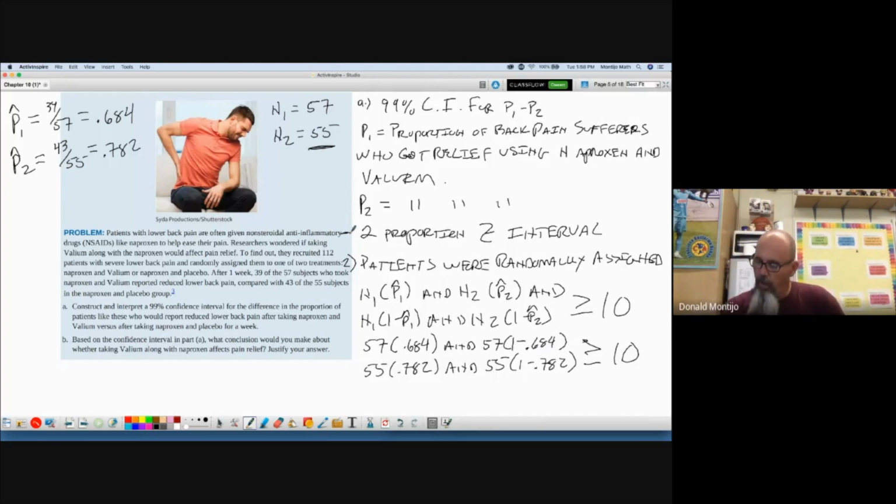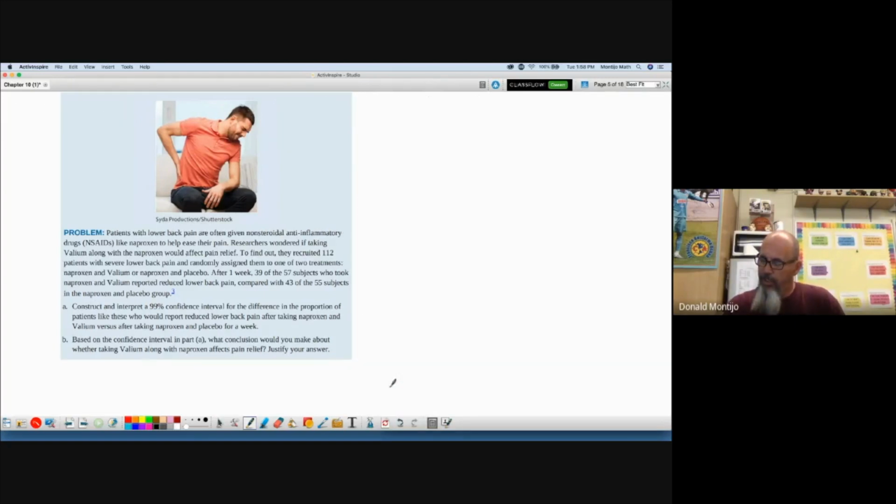Okay. We told them what we're going to do. We checked to see that we're allowed to do it. Now let's do it. Unfortunately, I need to clear all of this off of this page, which kind of sucks because I kind of need this data up at the top. We said that n1 was 57. We said that n2 was 55. We said that p hat 1 was 0.684. And we said that p hat 2 was 0.782. Okay. Let's construct the confidence interval.